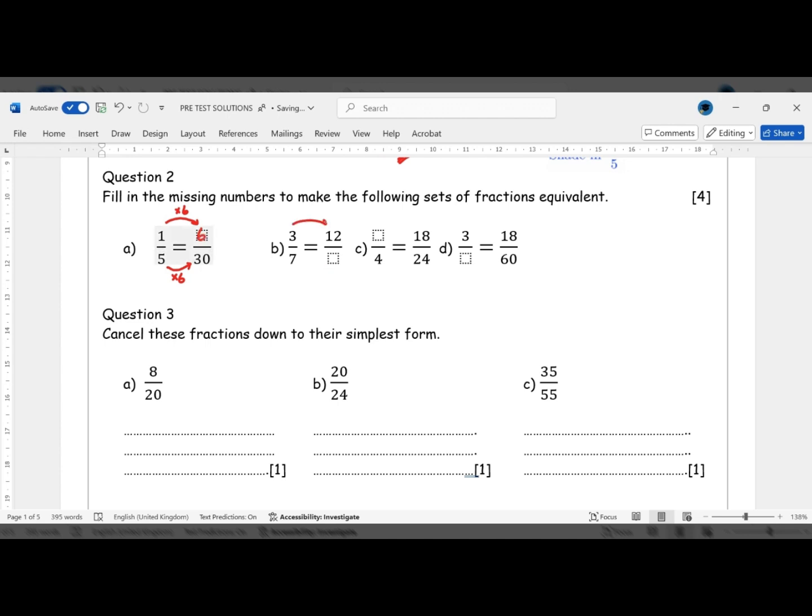Here, how many 3's go into 12? The answer is 4, so it's times 4. Do the same to the bottom. Whereas with these, we're working backwards. We're going, hang on a minute. How many 4's go into 24? It's 6, but going in this direction, I'm not wanting to times by 6, I'm wanting to divide by 6. So the answer is 3.